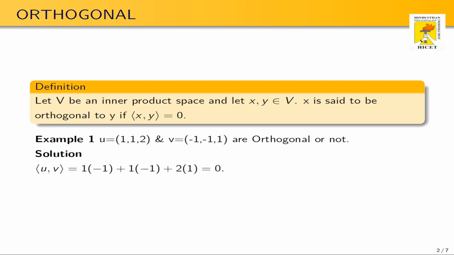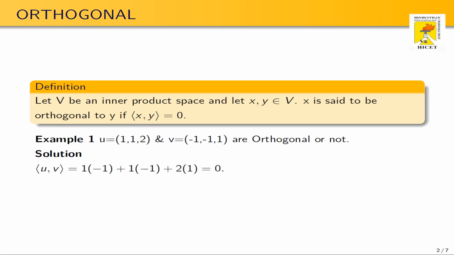Formally, we define: let V be an inner product space and let x, y belong to V. x is said to be orthogonal to y if the inner product of x, y equals 0. Let us now discuss through an example.